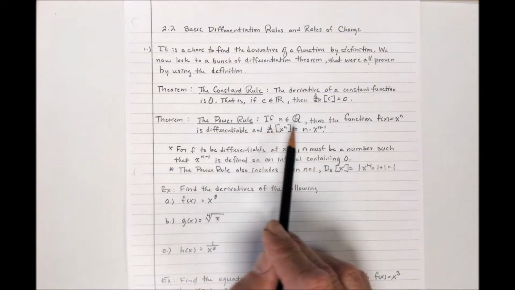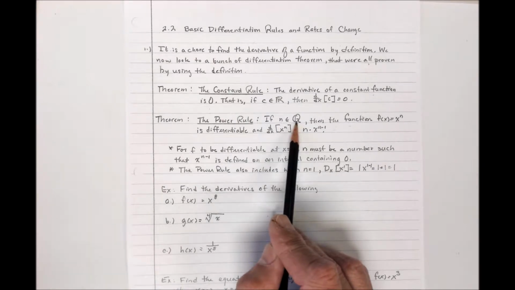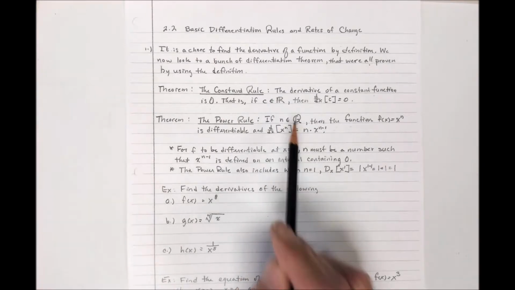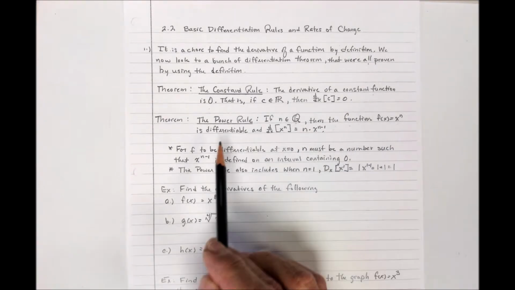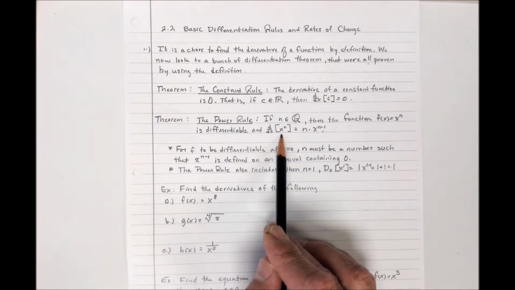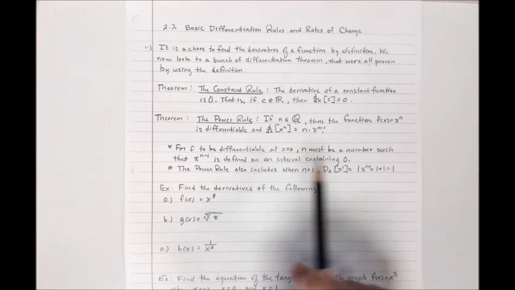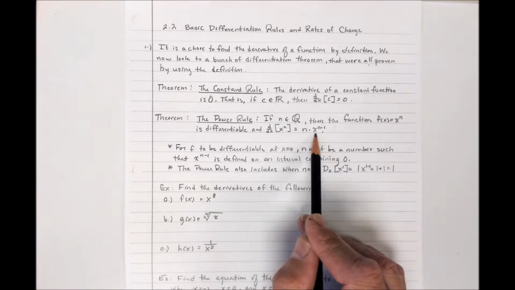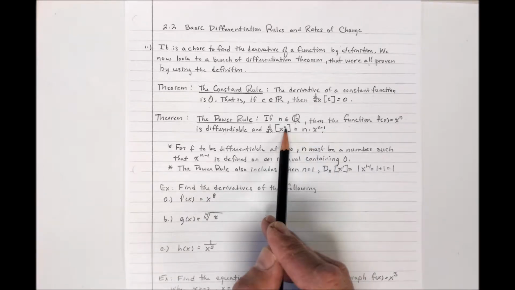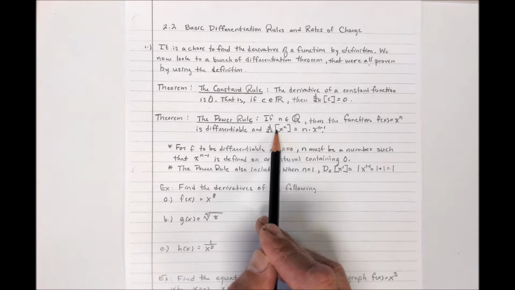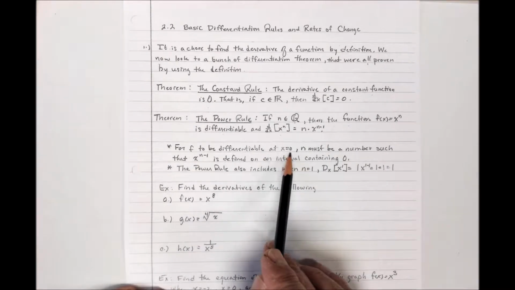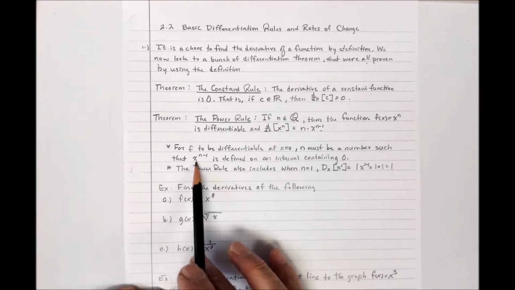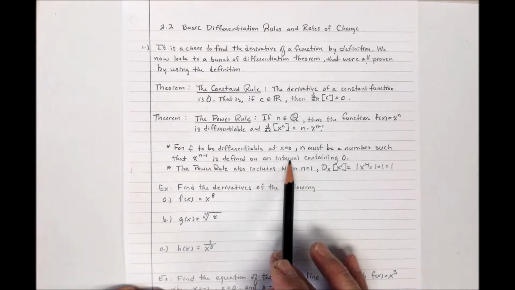The power rule says that if n is a rational number, this symbol means the set of rational numbers, then the function f of x equals x to the n is differentiable, and the derivative of x to the n is equal to n times x to the n minus 1. It's as if the exponent comes out in front as a scalar factor, and then we subtract 1 from the exponent. So for f to be differentiable at 0, n must be such that x to the n minus 1 is defined on an interval containing 0.